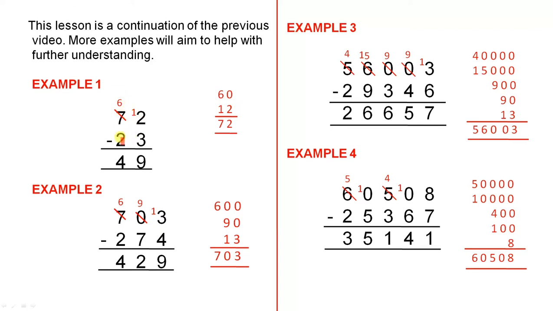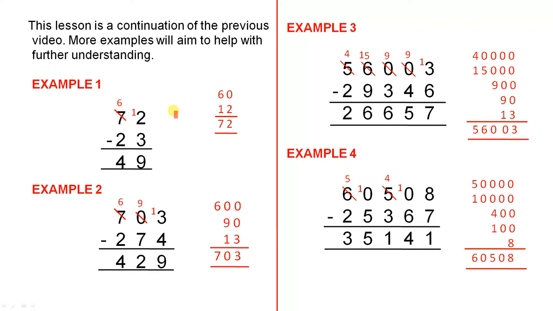Example 1, 72 take away 23. If we trade, because 2 take away 3 we can't do, so we trade from this column, and that way we cross the 7 off and make that a 6. Of course that's 110 because we took it from that column, so there are only 6 tens left. When we do the subtraction we have that answer.